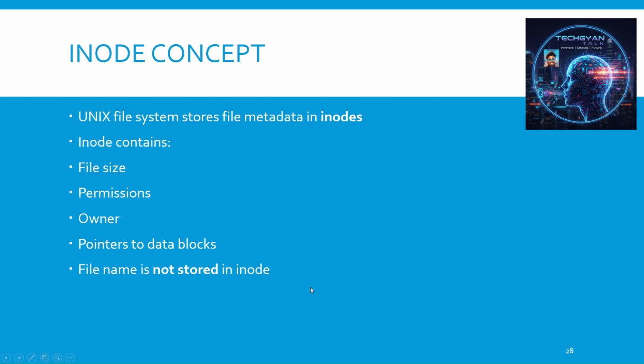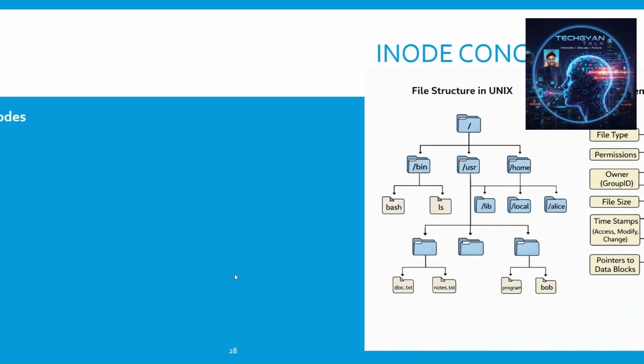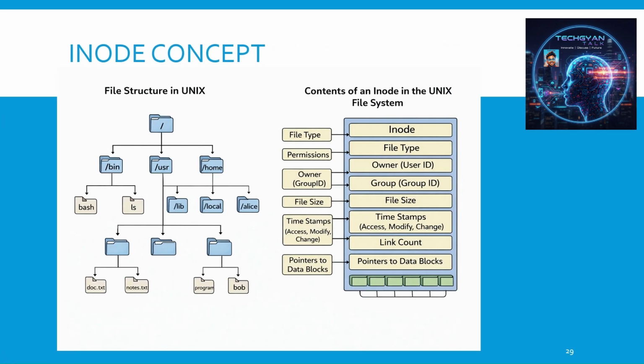Inode concept. The Unix file system stores file metadata in inodes. Inodes contain file size, permissions, owner, and pointers to data blocks. The file name is not stored in the inode. Inode concept, like file structure in Unix. So this is how the file structure is.